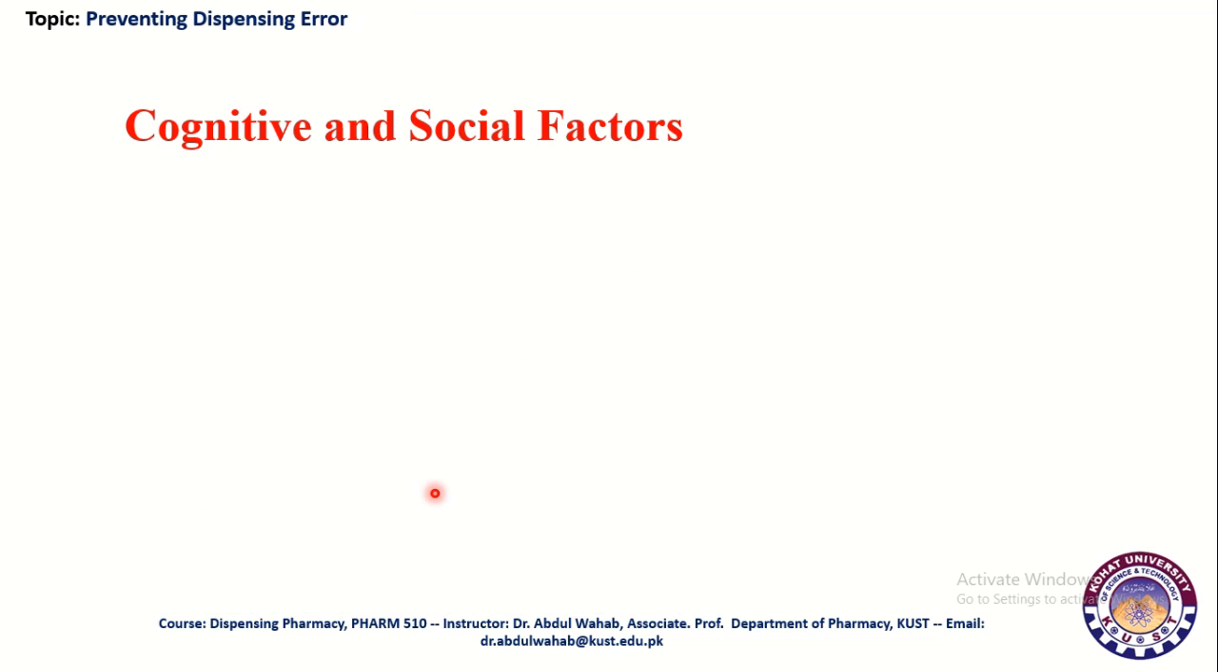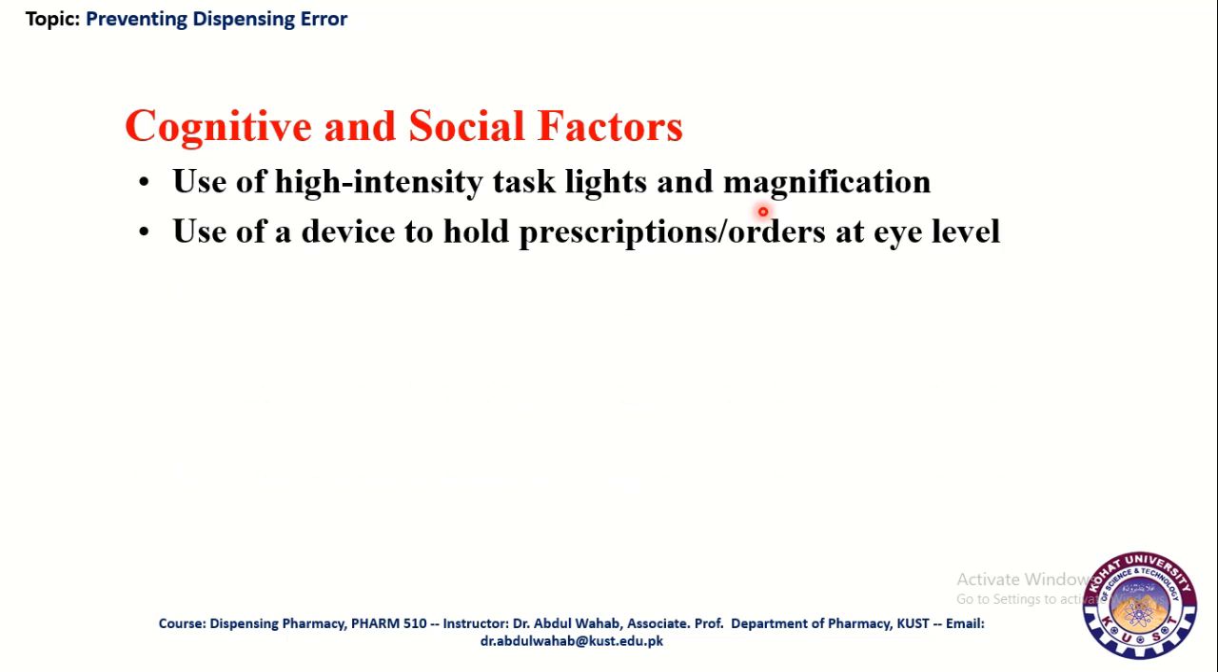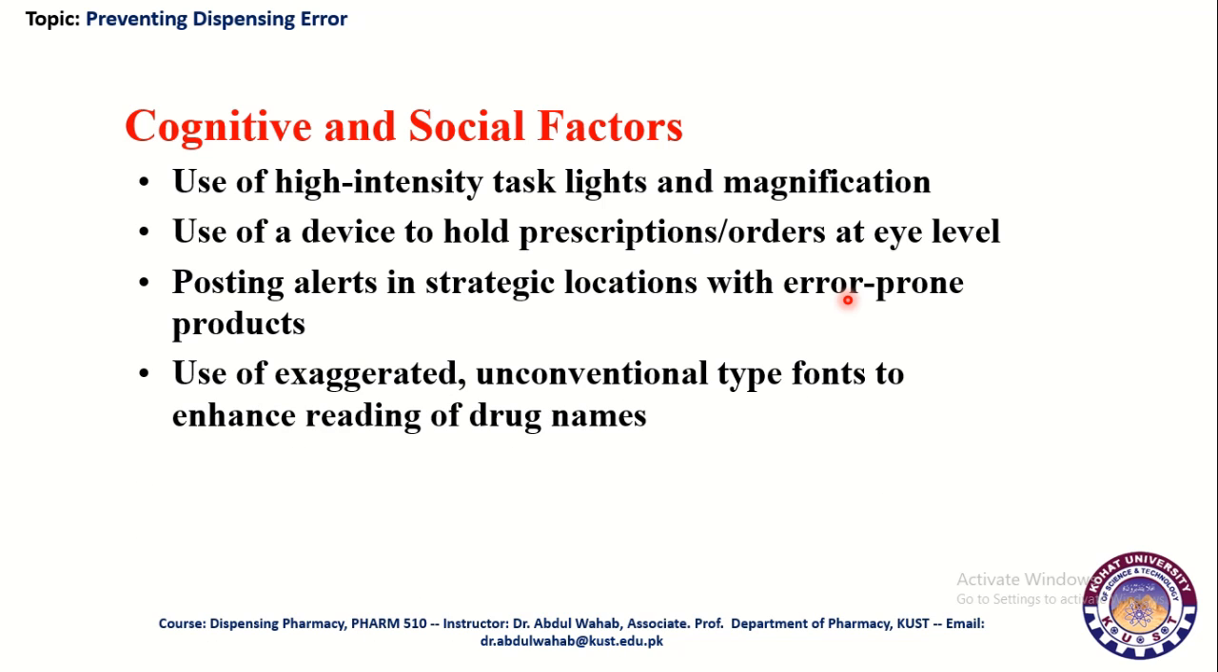Cognitive and social factors: use of high-intensity task lights and magnification. Use of a device to hold the prescription order at eye level. Posting alerts in strategic locations with error-prone products. Use of exaggerated, unconventional type fonts to enhance reading of drug names.